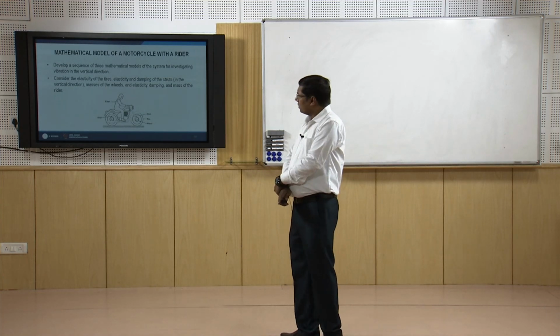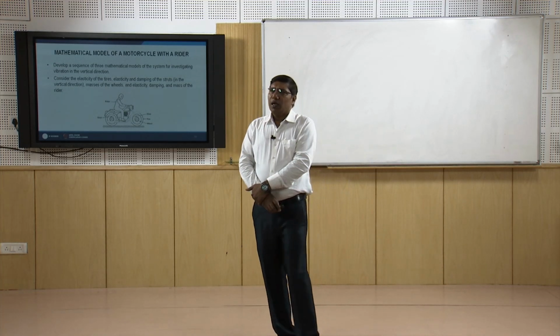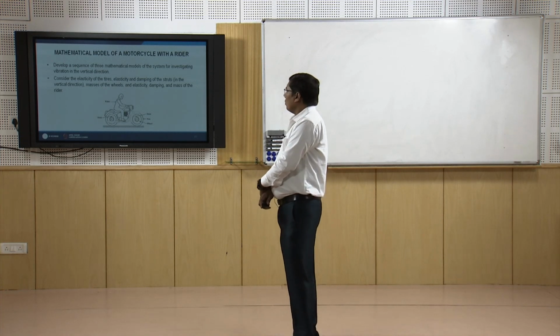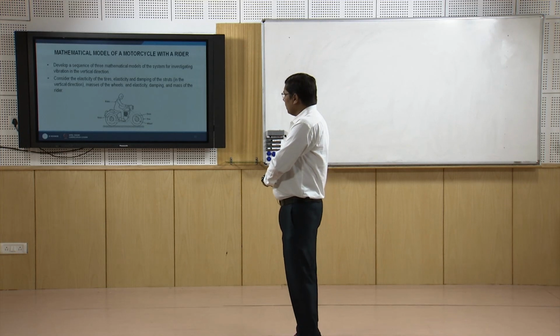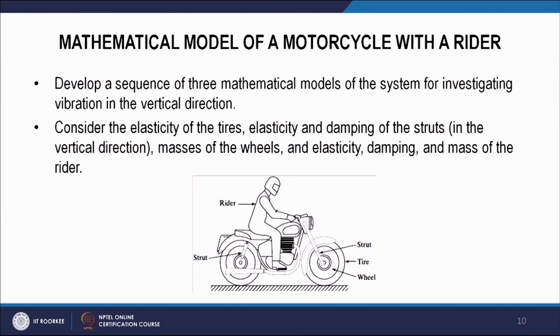So, here there is an example of mathematical model of motorcycle with a rider. So, here is a motorcycle and there is a rider on a road, and suppose we have to develop a mathematical model. So, of course, the rider is a human person.